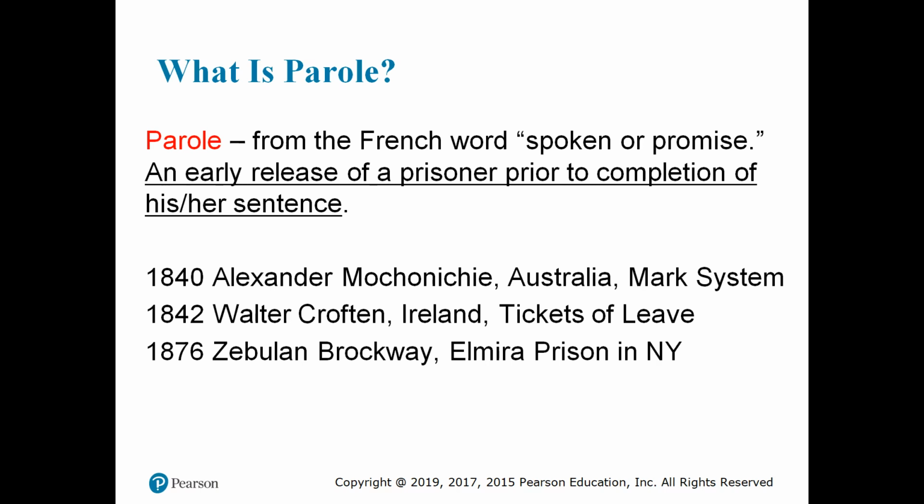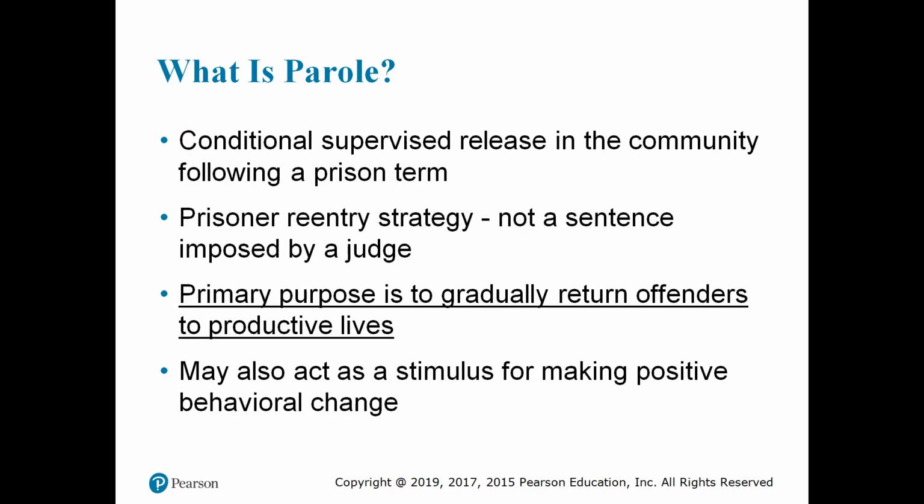And then finally in 1876, Zebulon Brockway at Elmira Prison in New York started parole in the United States. So it's a long history, and most states have some sort of parole system as of today. Parole is a conditional release into the community following a prison term. It's not a sentence imposed by a judge, and the primary purpose is to gradually return offenders to lead productive lives.